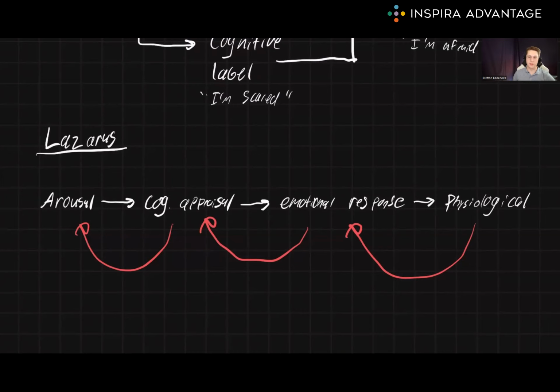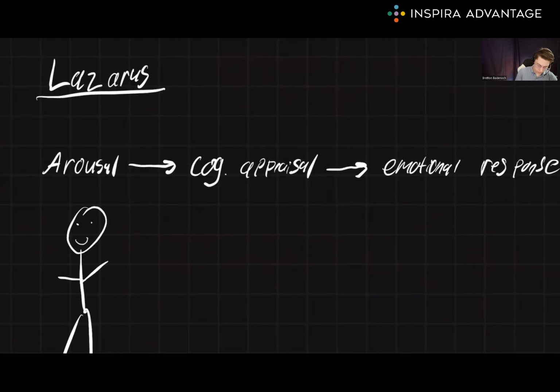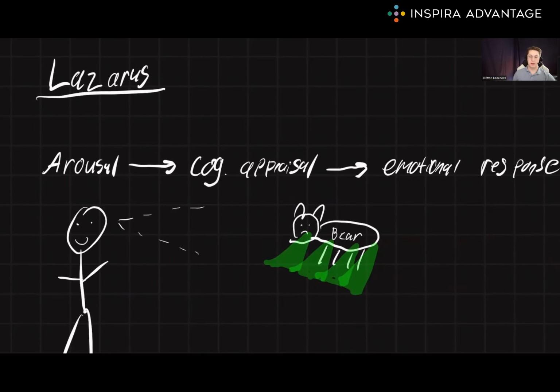An example of Lazarus would be George is playing outside when he sees a bear hiding in the grass. Stimulus. He sees that the bear is big, hairy, and has big teeth. And then he recognizes it as dangerous, having a cognitive appraisal of the stimulus. George then has an emotional response where he feels scared. I'll symbolize this by making him go, oh. Next, his pulse increases. He's having a physiological response to cognitively fearing the bear.